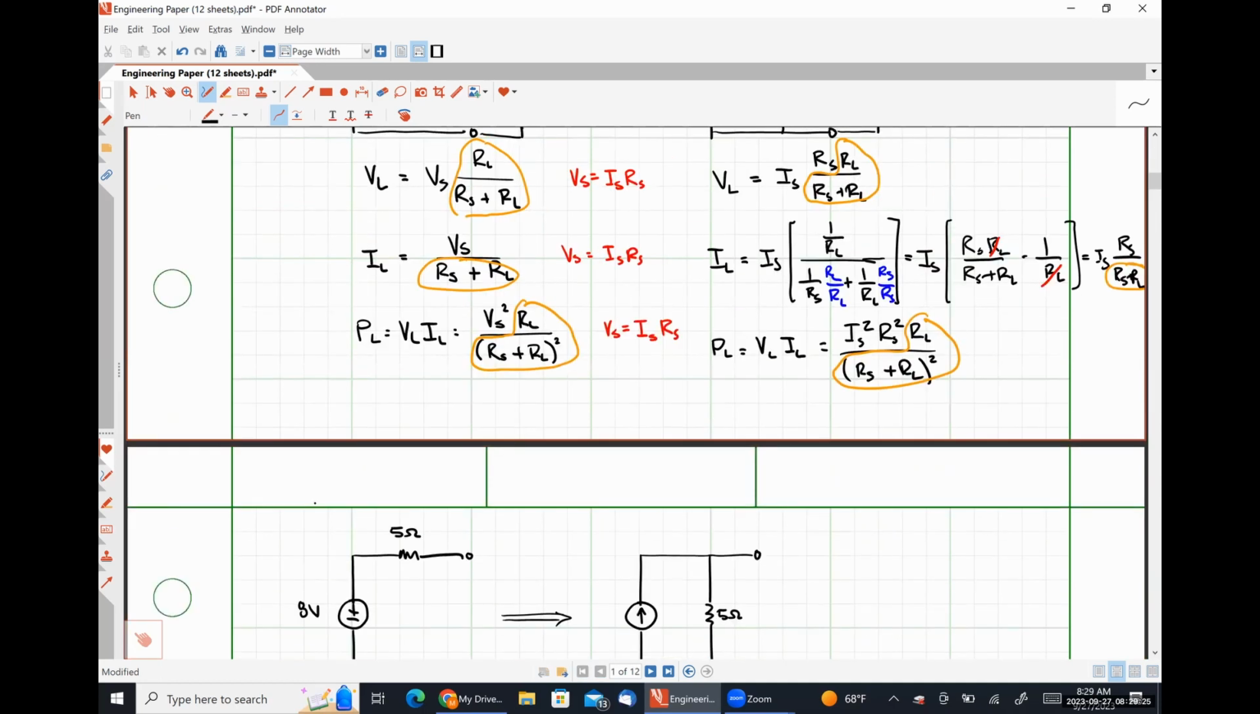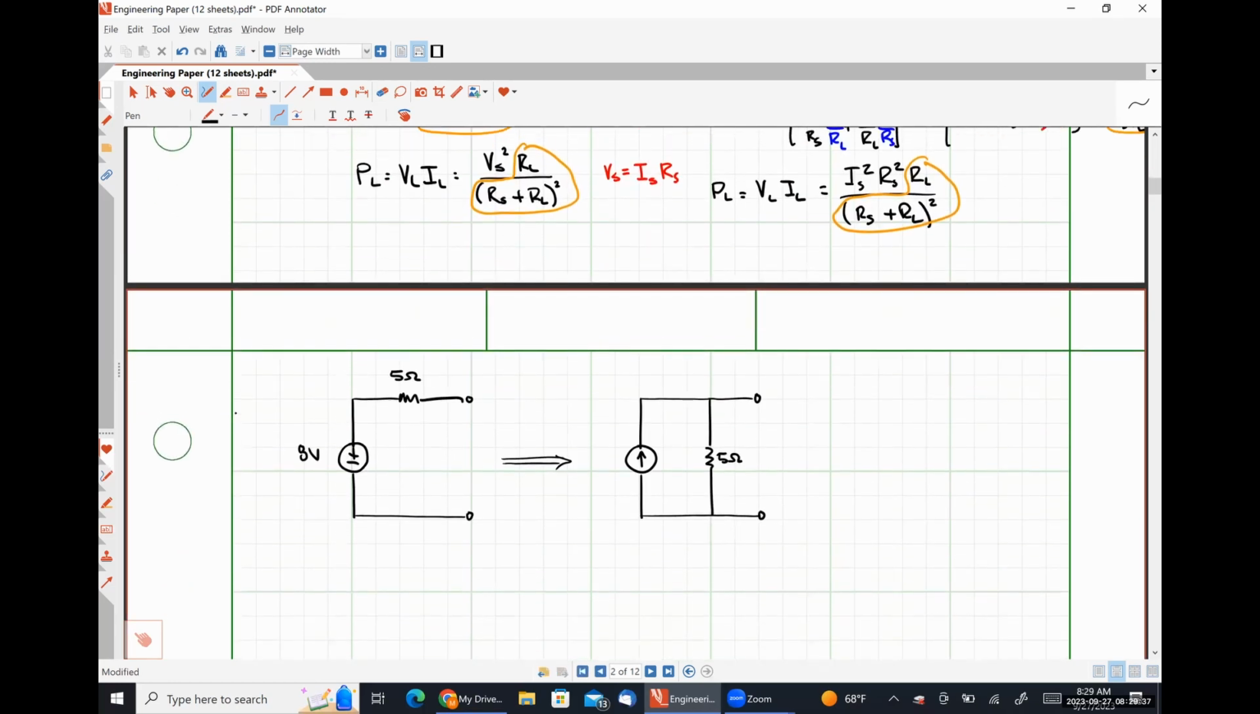The relationship right here, by the way, is nothing more than Ohm's law, so it shouldn't be particularly difficult to remember because you've been using it for weeks at this point, right? So if we're trying to figure out what IS is, it'll be VS divided by RS. So this would look like 8/5 of an amp.